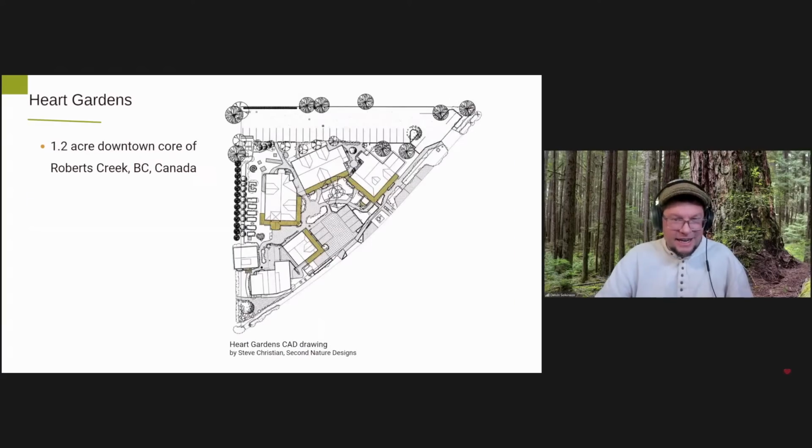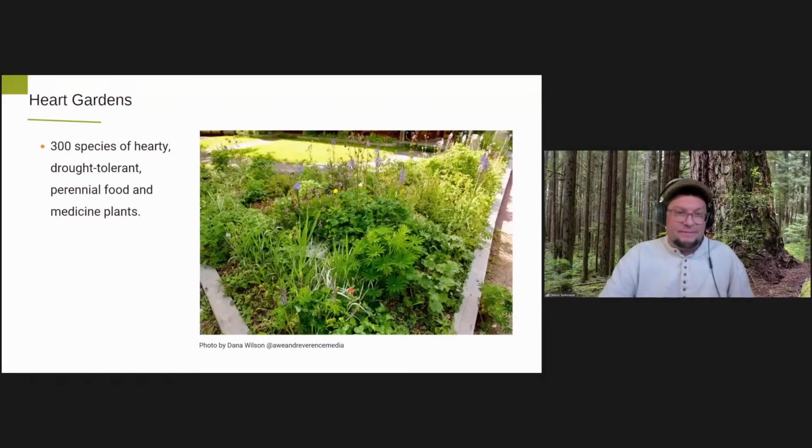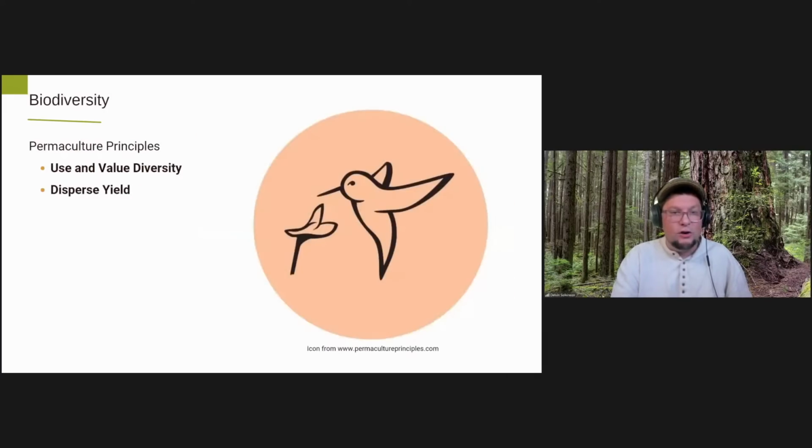The Heart Gardens, I call it, is on a property about 1.2 acres, half a block from the ocean on the west coast of British Columbia. We have snowy winters and hot summers, including drought and water restrictions. The Heart Garden site features 37 different small gardens and areas, including about 300 species of hardy, drought-tolerant, perennial food and medicine plants. A core permaculture principle from David Holmgren is use and value diversity.